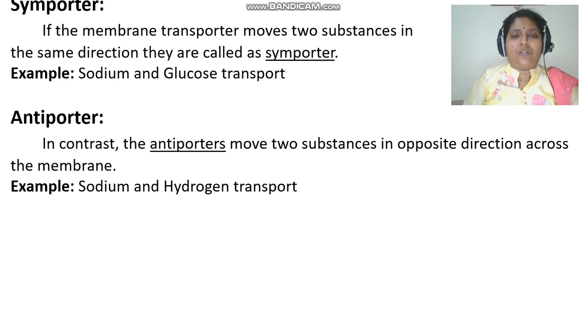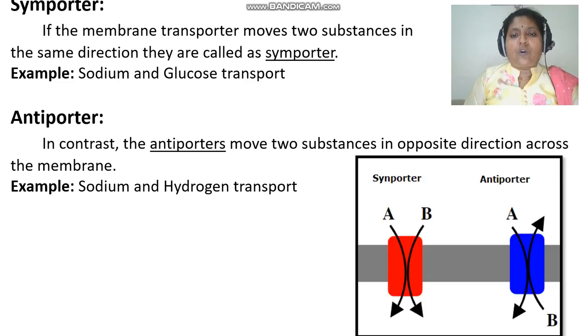Now the symporter. If the membrane transporter moves two substances in the same direction, it is called a symporter. Here you can observe that both A and B are transported in one direction. Therefore, they are called a symporter. While the antiporters, in contrast, move two substances in opposite directions across the membrane. An example is the sodium hydrogen transporter.